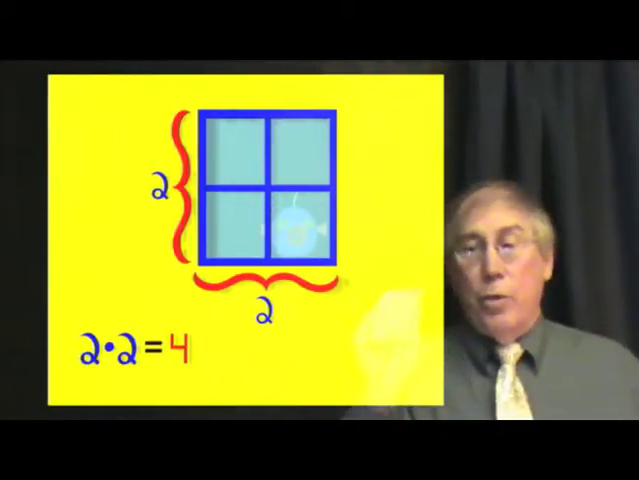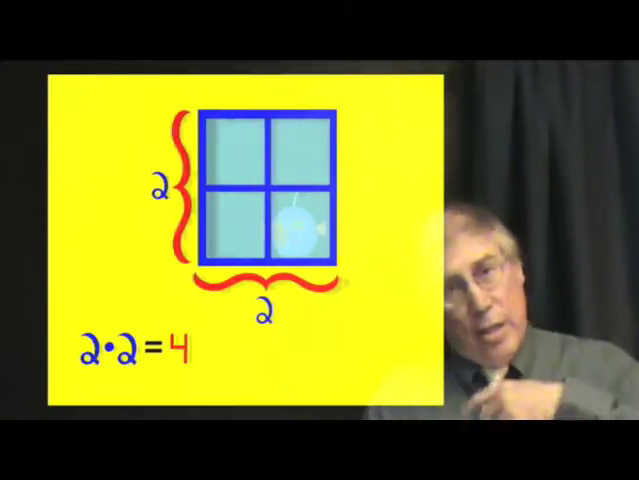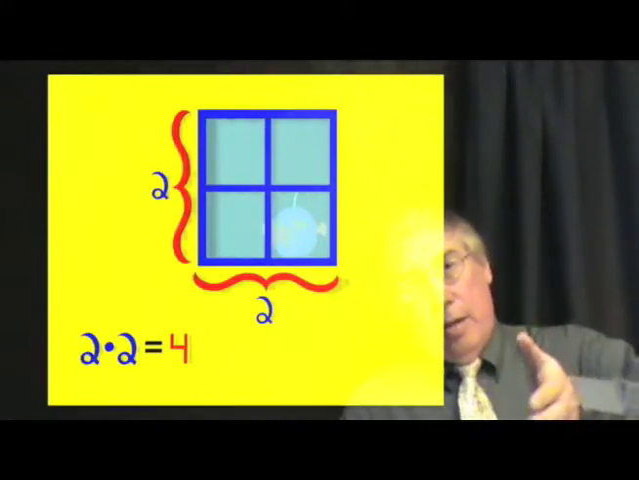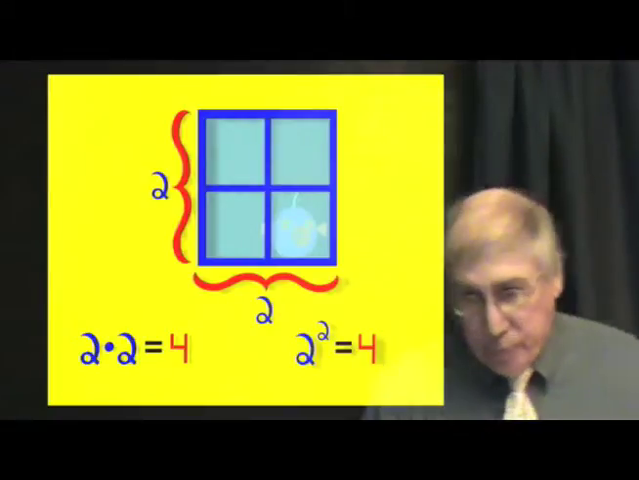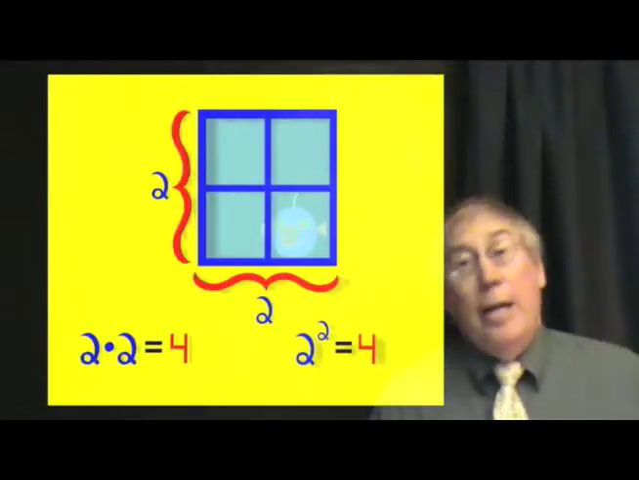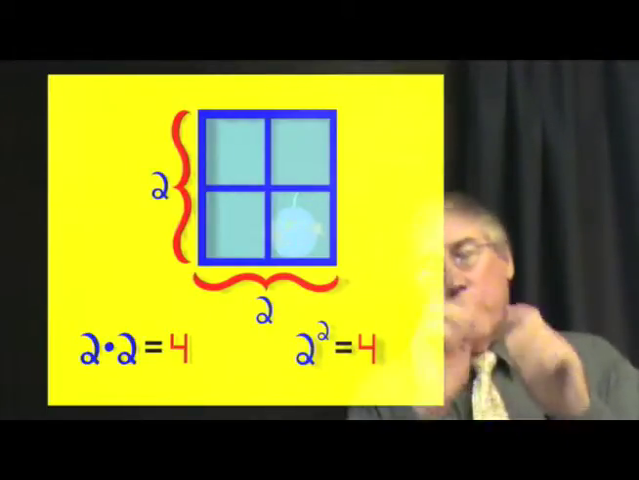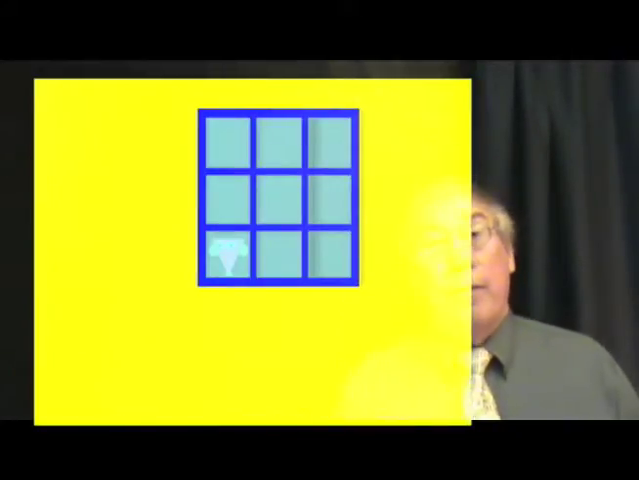Well, we could multiply 2 times 2, sort of the length times the height there. So we go 2 times 2 is 4. Now we can also express this as 2 squared, or 2 to the exponent of 2, and we get 4.